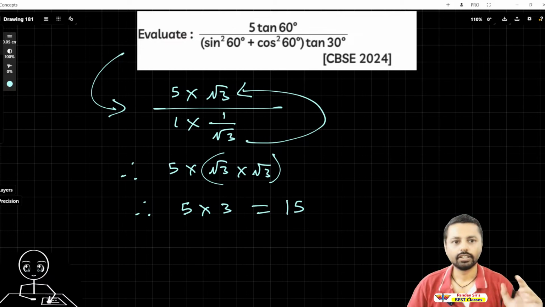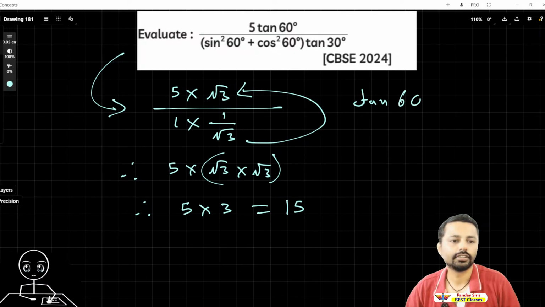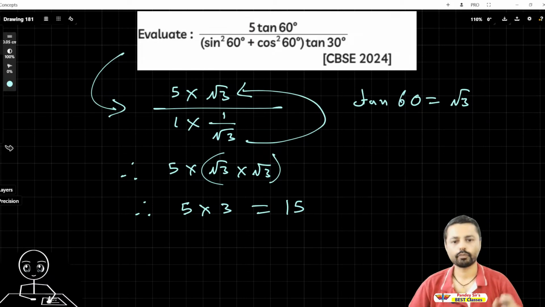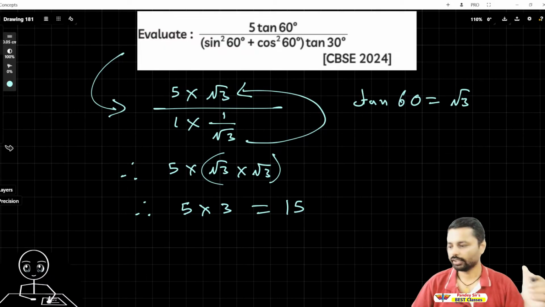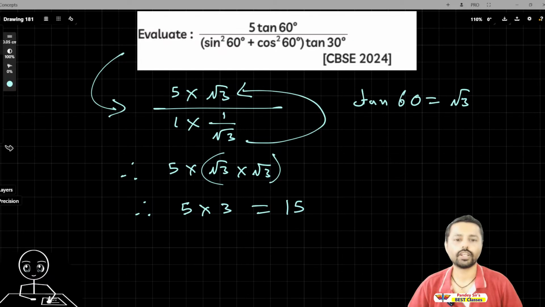Got it? This question was asked for 2 marks, so you need to mention the value, like tan 60 equal to root 3. This you need to mention step by step, then you will get 2 marks. 2-3 steps must be there for 2 marks. If you understand, that's fine. Very good, Rishwita. If you have doubt, you must ask me.